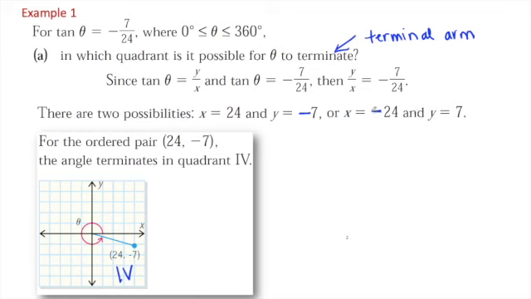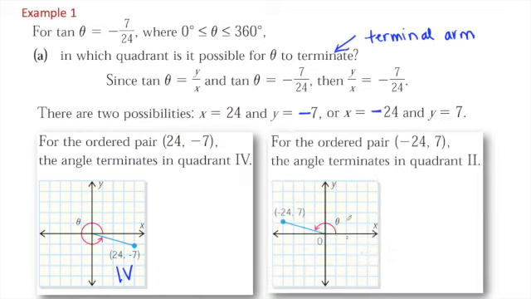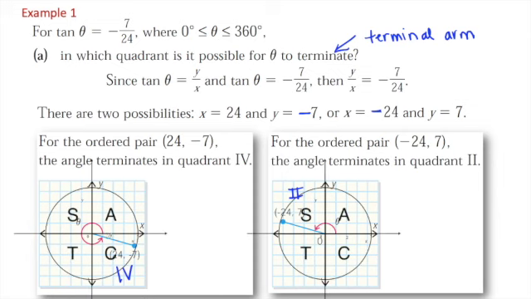As well then, let's draw this ordered pair, negative 24, positive 7. Negative 24, positive 7, that is going to be in quadrant 2. So you know that you're going to have an angle that terminates in both quadrant 4 and quadrant 2. However, you really could have done this without drawing those ordered pairs, because you know that tan is going to be negative. From using our CAST rule, our tan can only be negative.